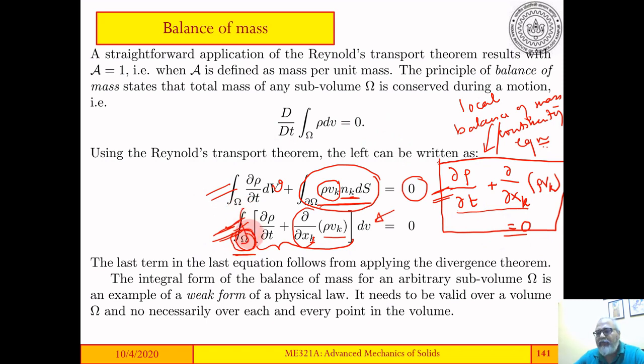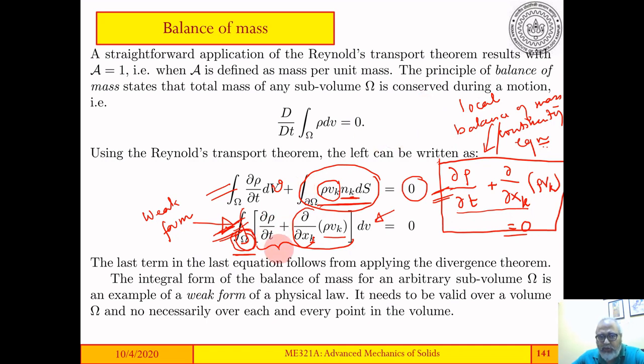is integrated over a possibly non-infinitesimal volume. Both of these are balance laws, but this is, you will imagine, a more forgiving form of balance law. I'll tell you why. But this is called the weak form of the balance law. This is the weak form of the continuity equation or the mass balance law, because this allows you to satisfy mass balance over an extended volume.